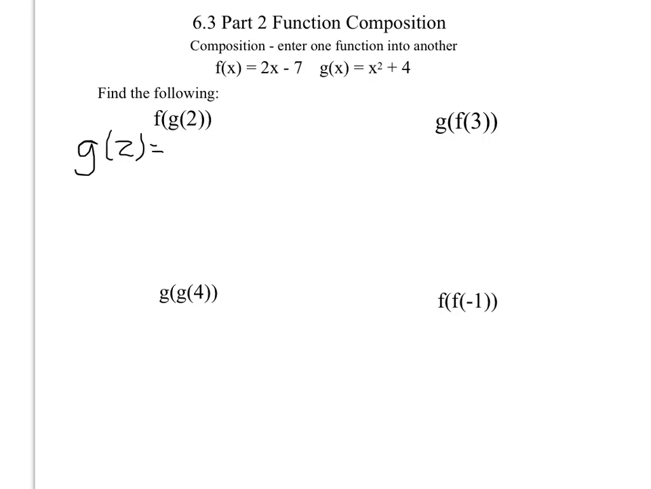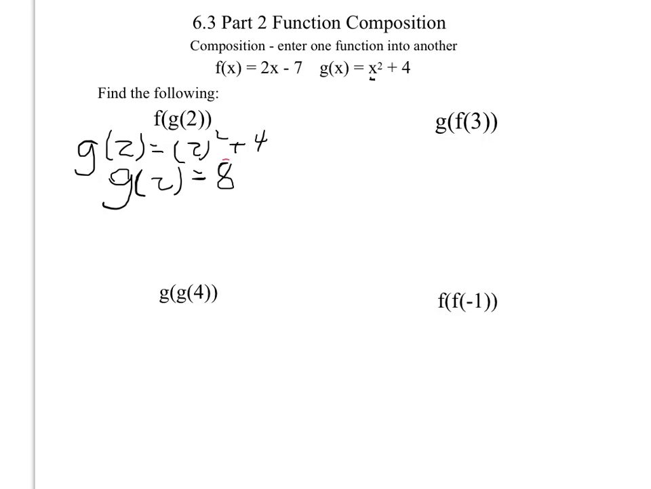So g of 2 equals, now we're just going to go right there, 2 squared plus 4. So g of 2 then is equal to 2 squared is 4 plus another 4 is 8.